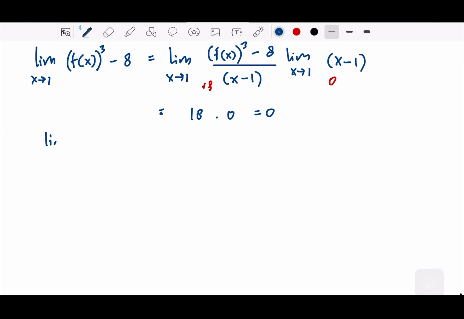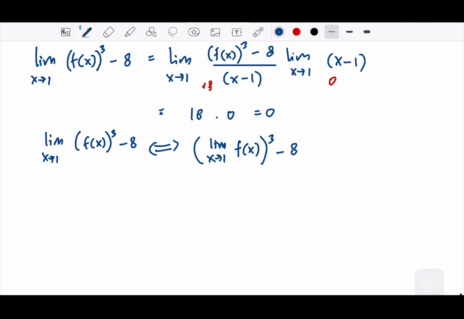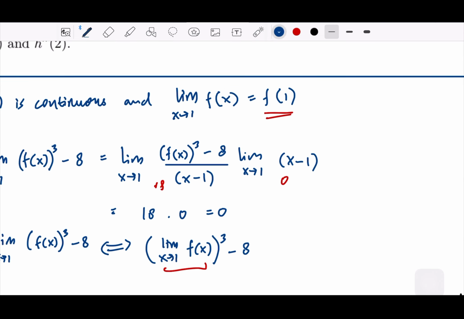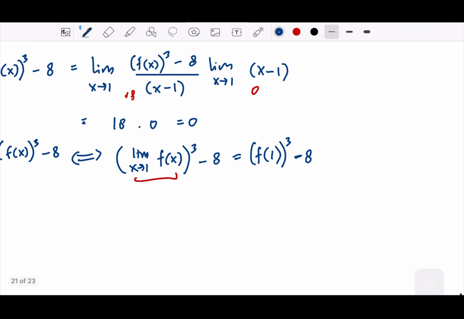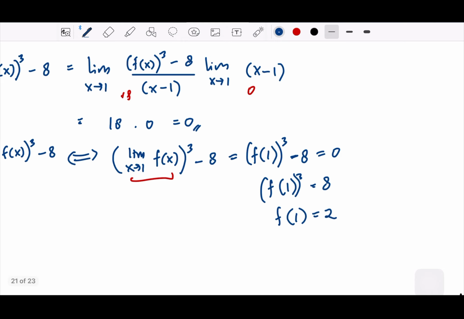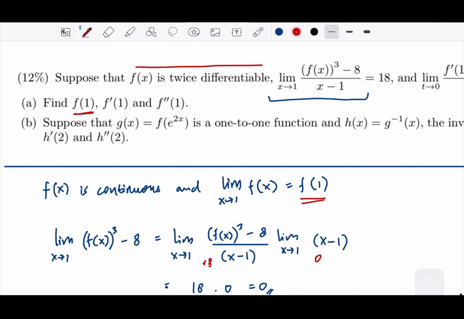As a conclusion, by the limit law we can write the limit inside the cube function, minus 8. Since this limit equals f of 1, we can write f of 1 cubed minus 8, and this is equal to 0. So f of 1 cubed is 8, so f of 1 is 2. That's the first question.